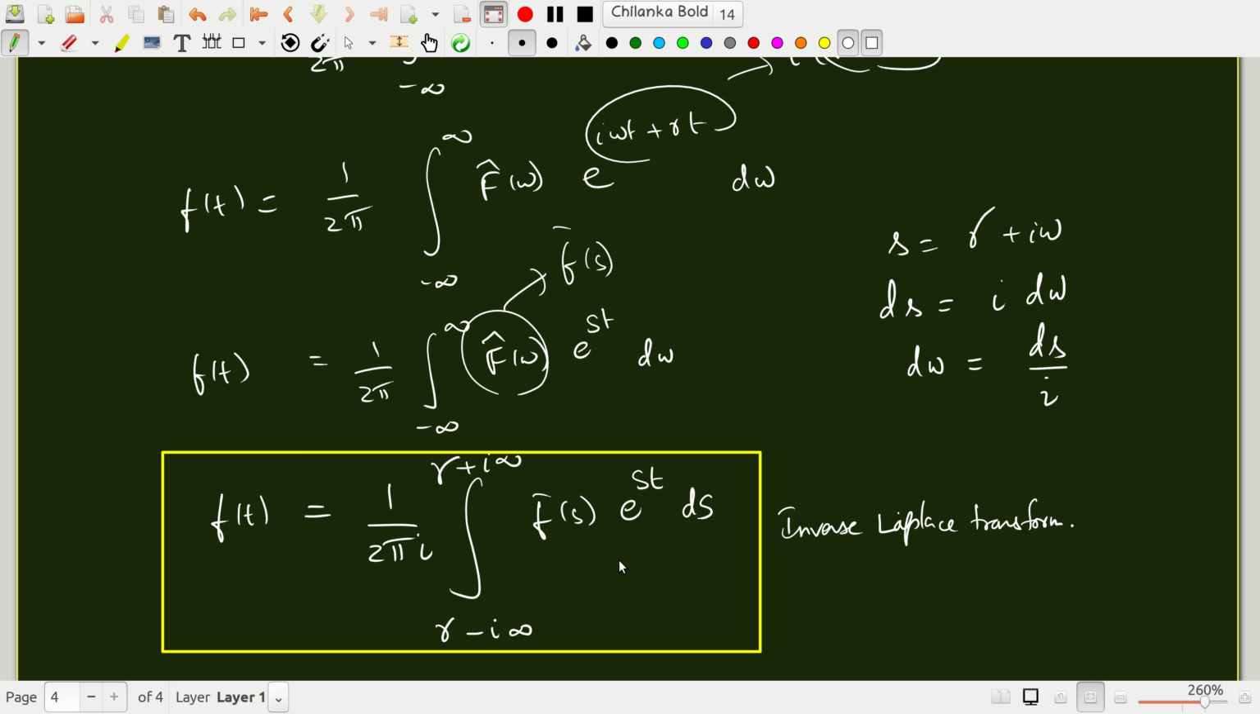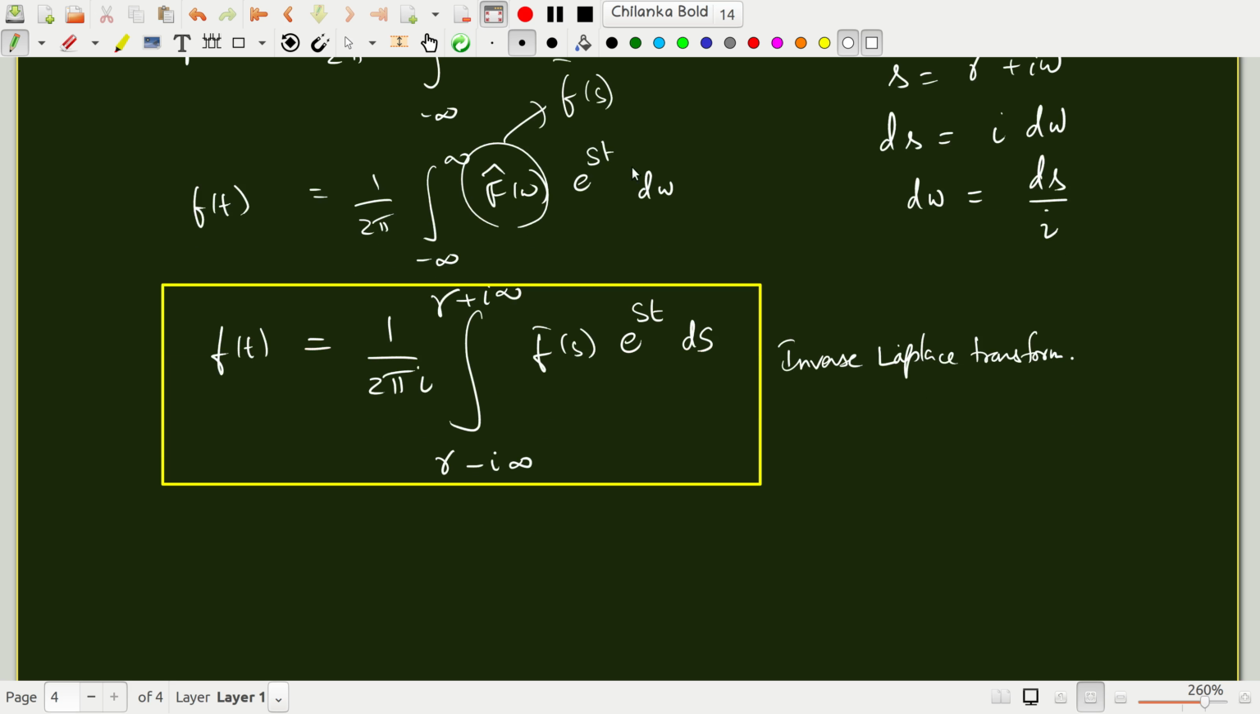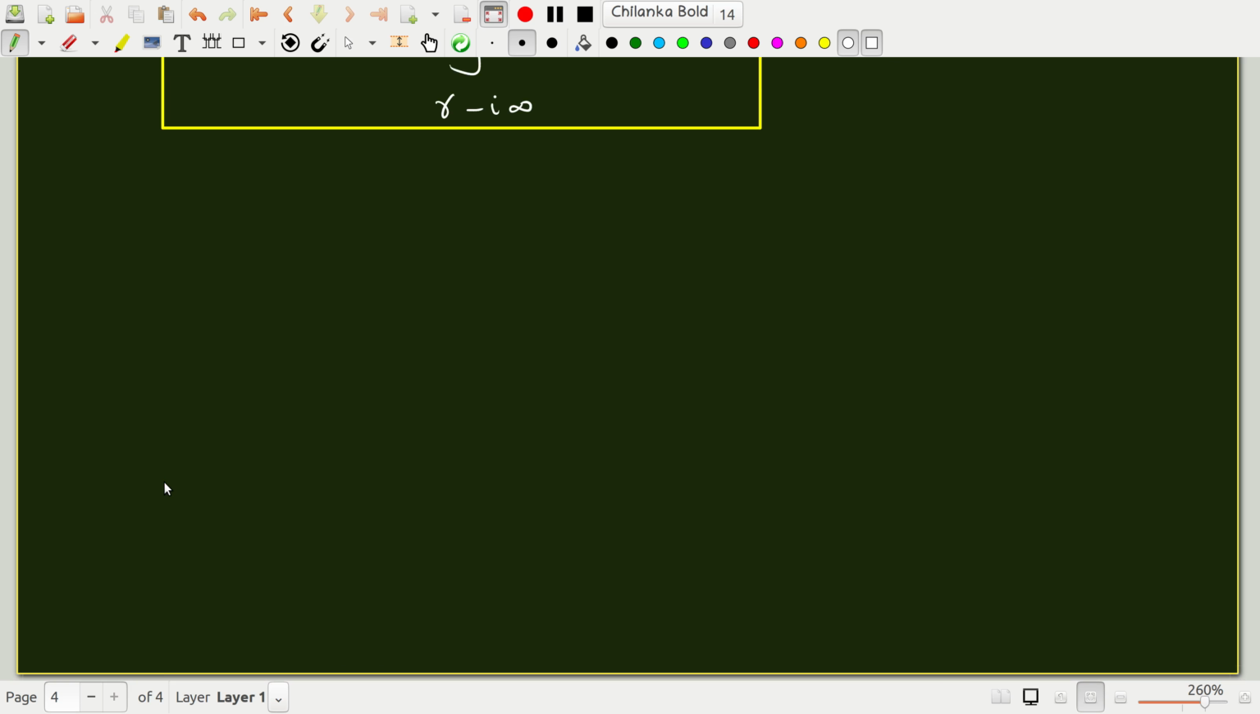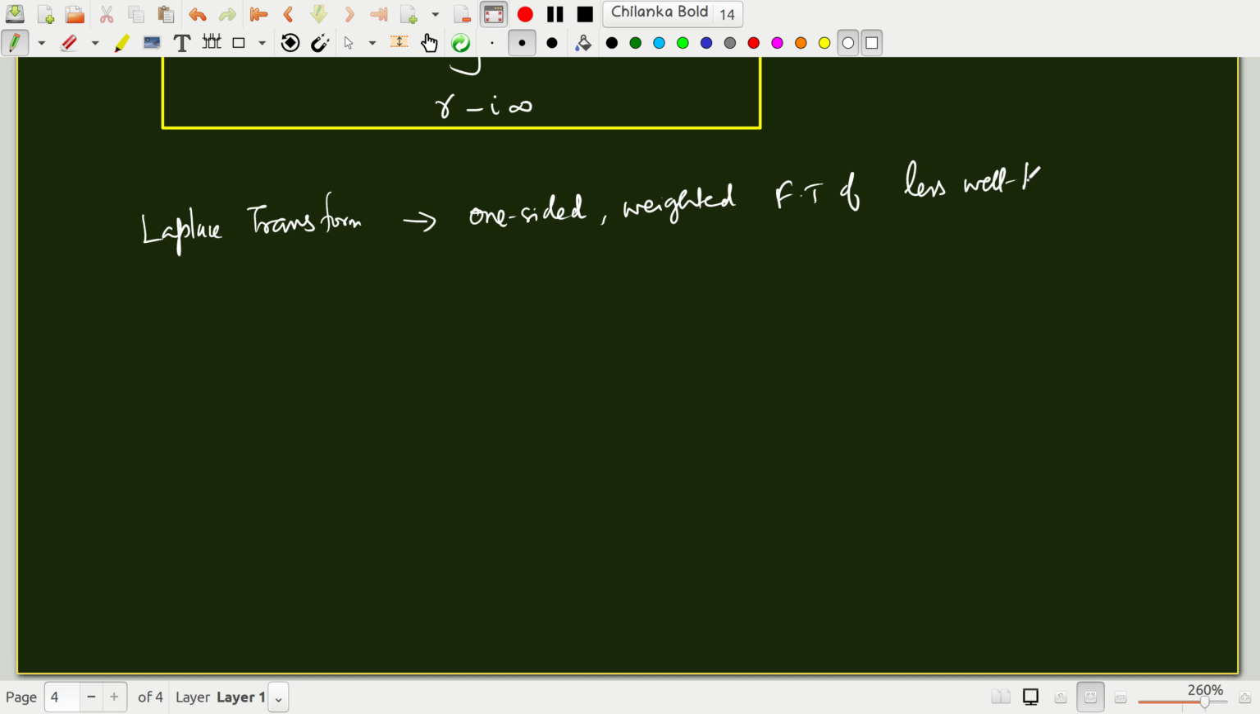So just to recap, the Laplace transform is a generalization of a Fourier transform, in that it is a one-sided and weighted Fourier transform. You are weighting it by e to the minus gamma t. It's one-sided because you are multiplying it by the Heaviside function. Okay, Fourier transform of less well-behaved functions.